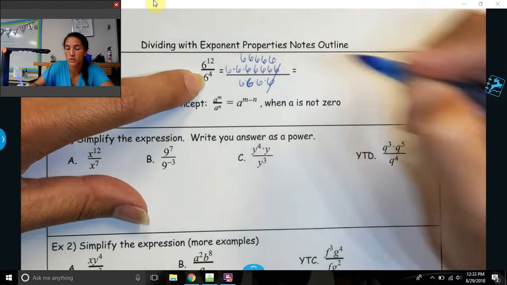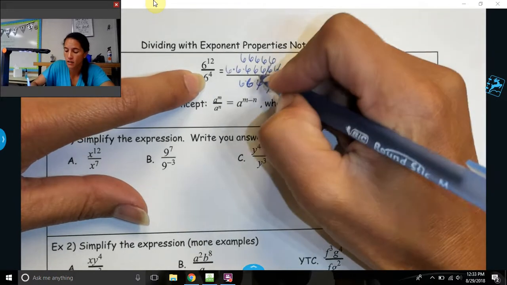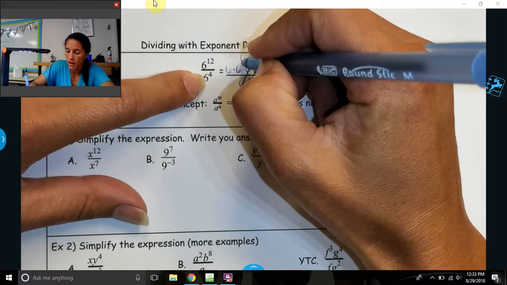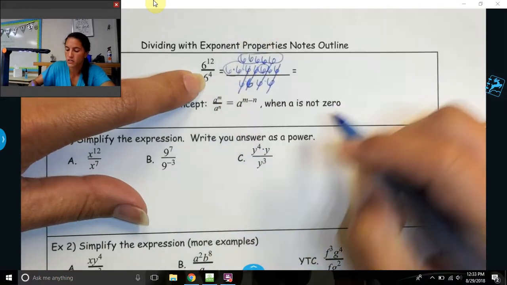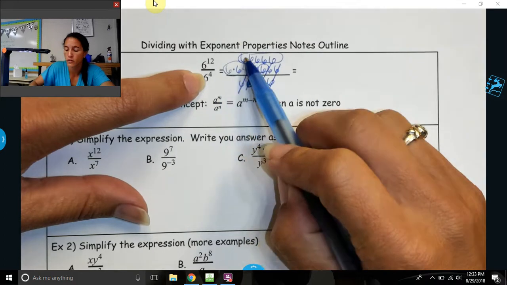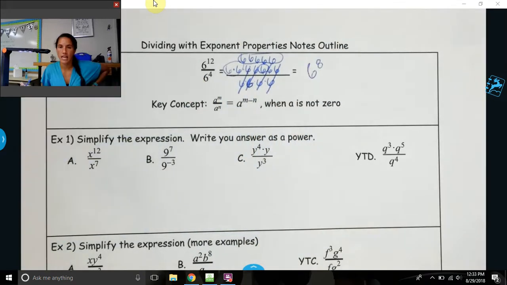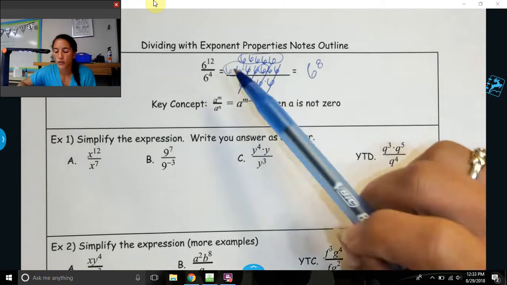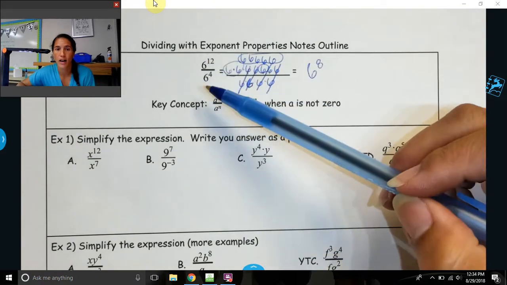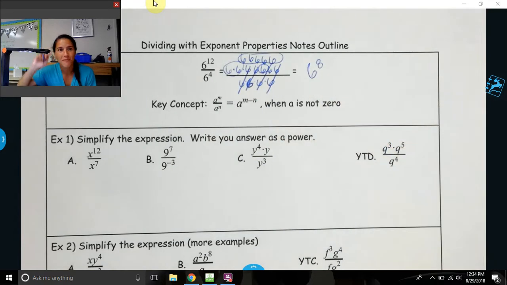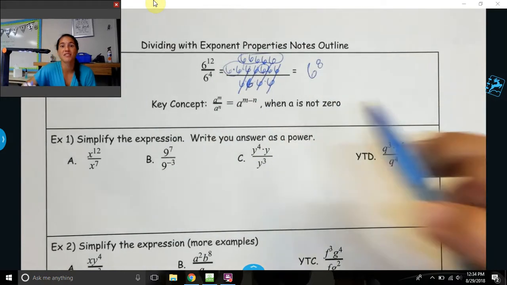6 divided by 6 is 1. And so we can divide out 4 sets of 6s. And then these are all the ones we have left. And so if we were to count these, 1, 2, 3, 4, 5, 6, 7, 8, we have 8 6s left. So 6 to the 8th power. And hopefully you see the pattern. 6 to the 12th divided by 6 to the 4th is 6 to the 8th. And I'm hoping little light bulbs are going off. You're going, oh, you subtract, which is correct.